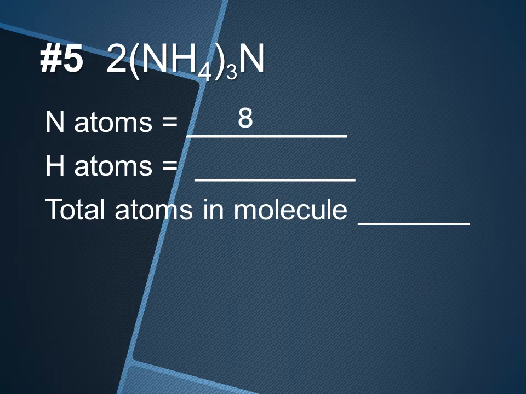Now for our H's. We have a 4 times a 3, which is 12, times a 2, which is 24. So our total atoms in this molecule are 24 plus 8, which is 32.